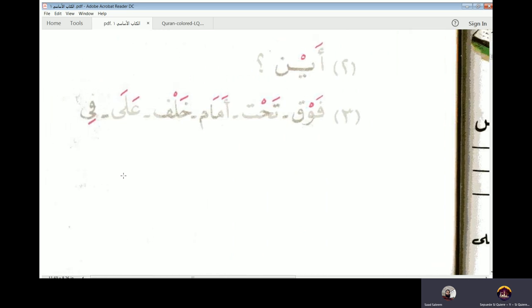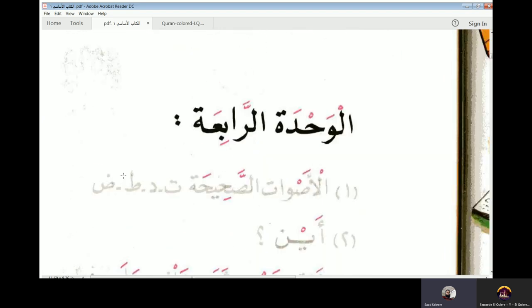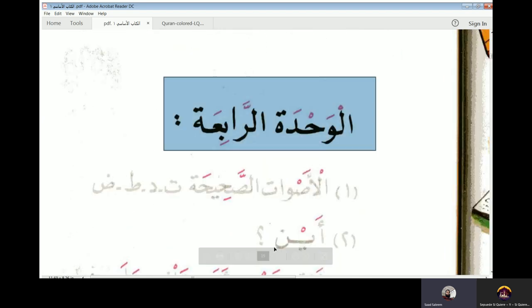Azarfun. On the next page, we have a new lesson. Inshallah, we'll start it tomorrow. Al-Wahdatul Rabia. And this is page 119. Inshallah.